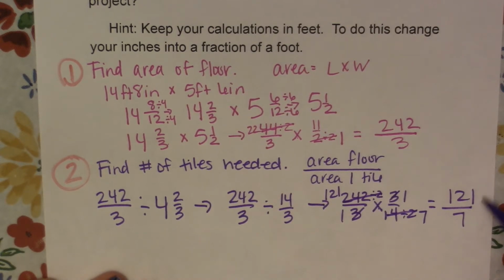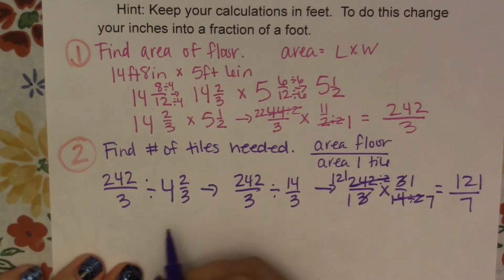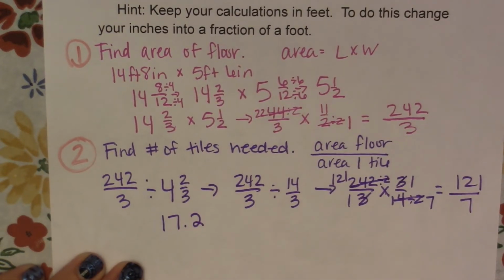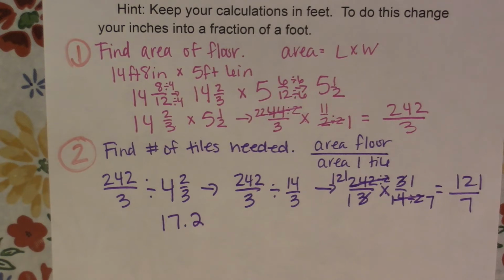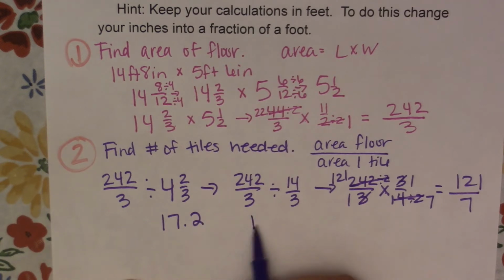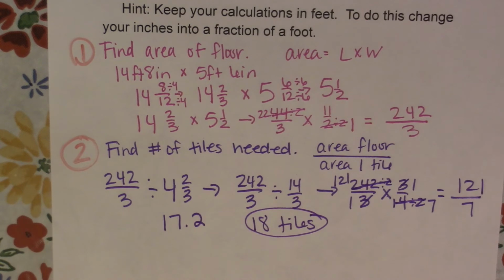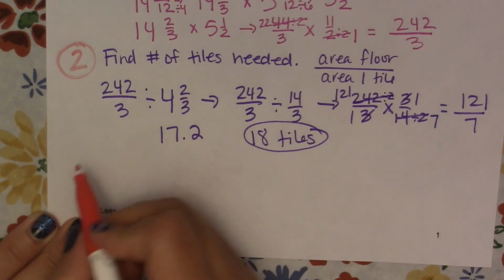So I don't know what this is as far as number of tiles, so I'm going to go ahead and divide this out. And when you divide that out, you get 17.2. So now we think if we go to the store, we can't buy 17.2 tiles. We're going to have to buy that extra tile, so we need a total of 18 tiles. Alright, so now that we know how many tiles we need, now we can find out our total cost.